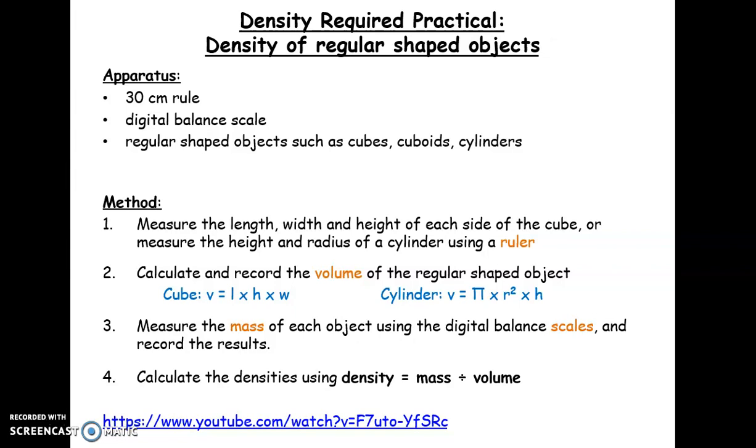I'm going to end the video here, and we'll have a part 2 with the second and third required practicals and some further information. So please look out for part 2 straight after this video.